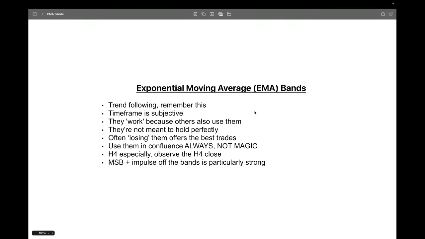Next, always, always, always use them in confluence with other aspects of your system. EMA bands are not magic. If they were, it would be the easiest thing in the world for everyone to be a billionaire.